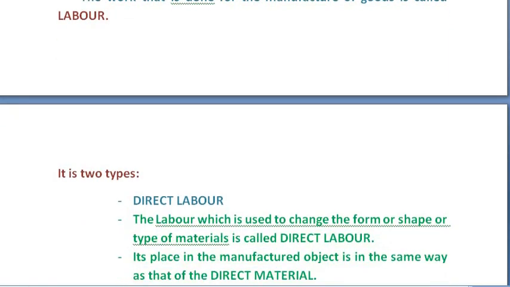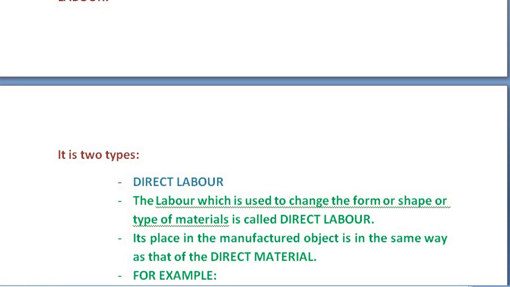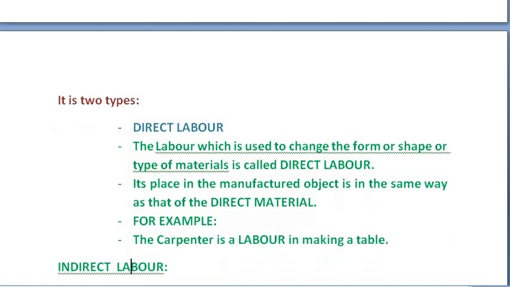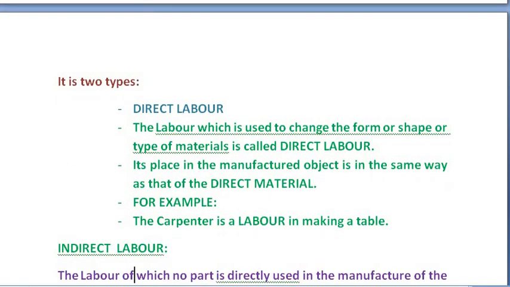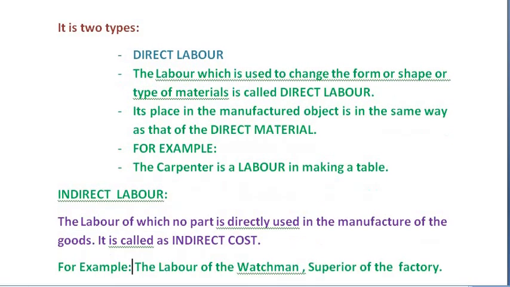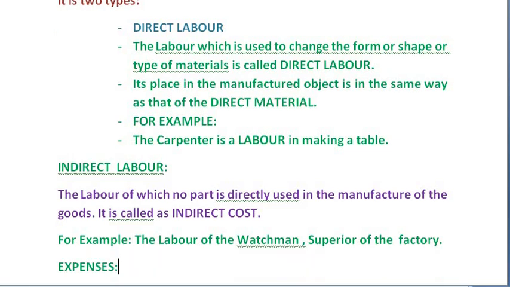Direct labor is nothing but the carpenter, who prepares and manufactures the wooden table. Without a carpenter we can't manufacture the table. So the carpenter is a direct labor. Indirect labor is nothing but the foreman or the manager who is taking care of not only the carpenter, but the other aspects in the organization. Those persons we can call indirect labor.